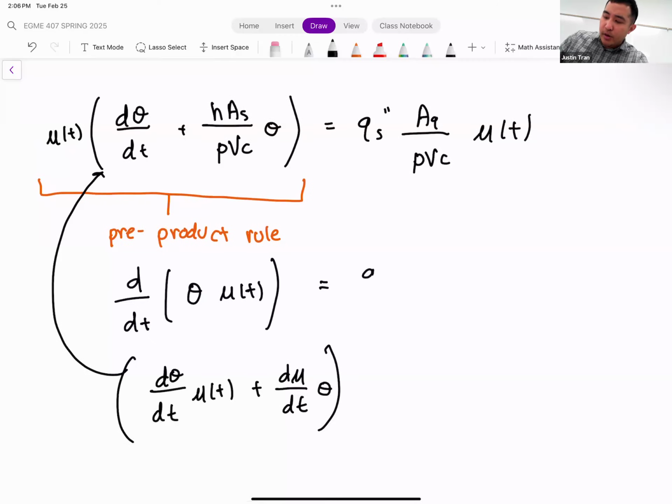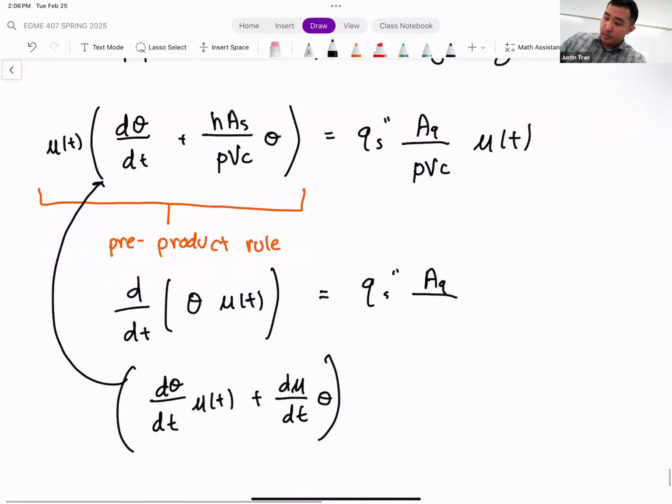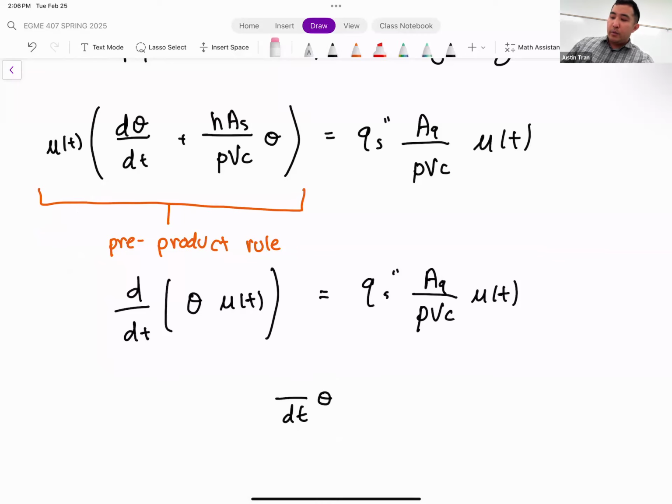The right-hand side is still going to be Qs double prime Aq divided by rho V times C times mu of t. The benefit of having this form is that we can simply take the integral of both sides. We take the integral with respect to t.